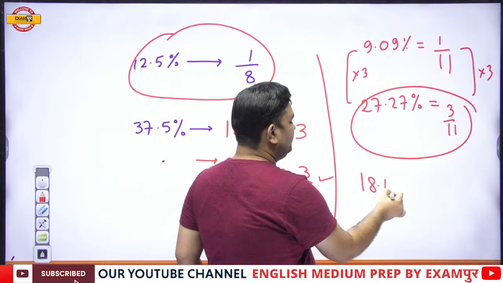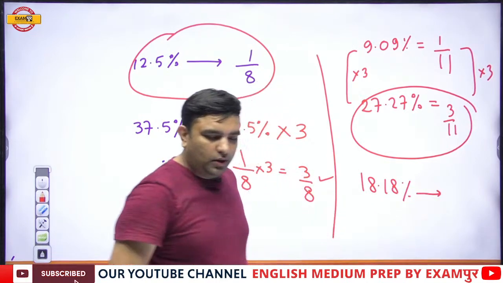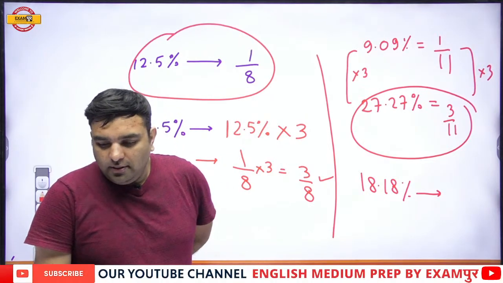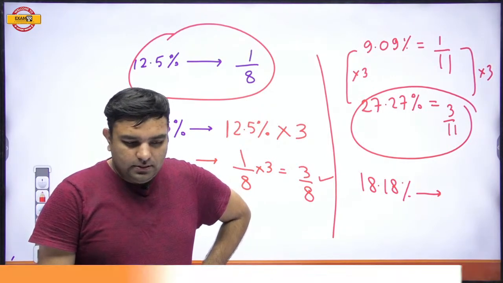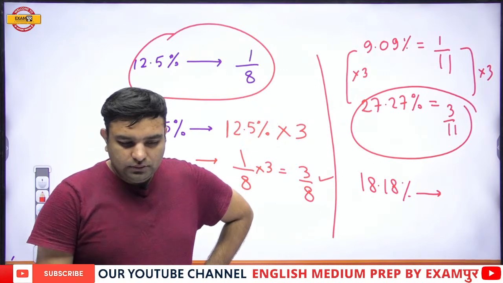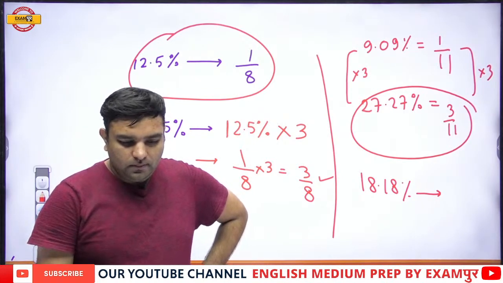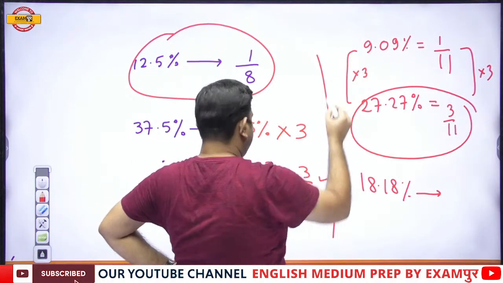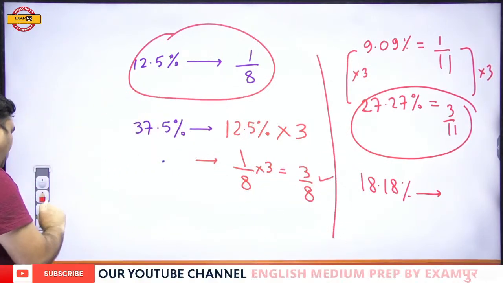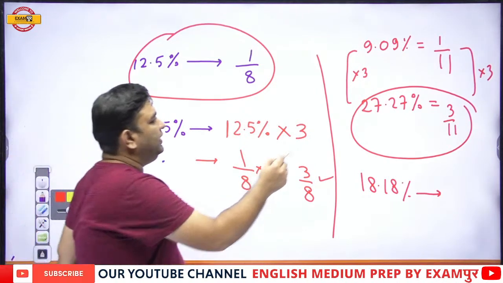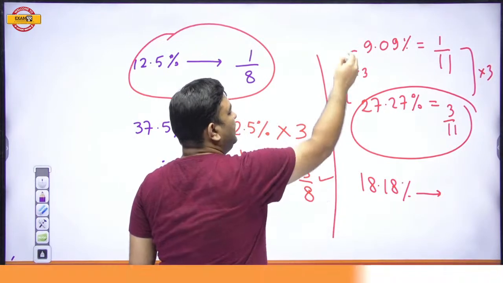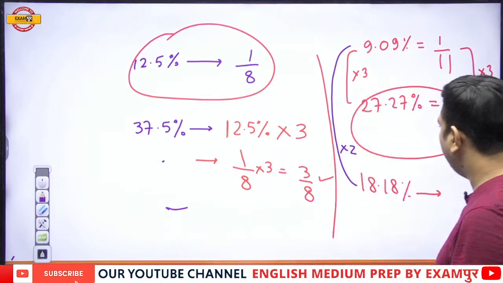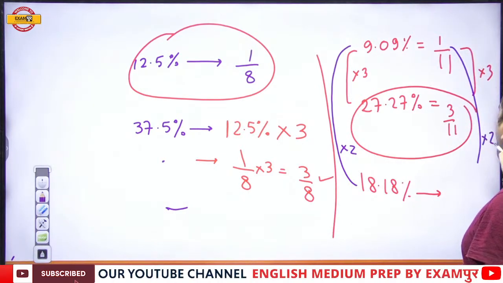What about 18.18%? It's a double of it. 9.09 into 2 is 18.18. So 1 by 11 into 2 is 2 by 11.